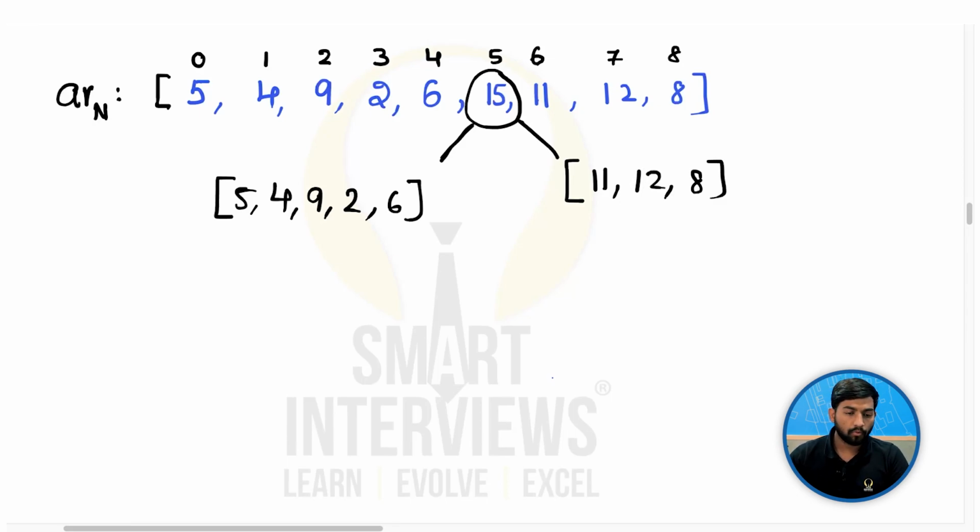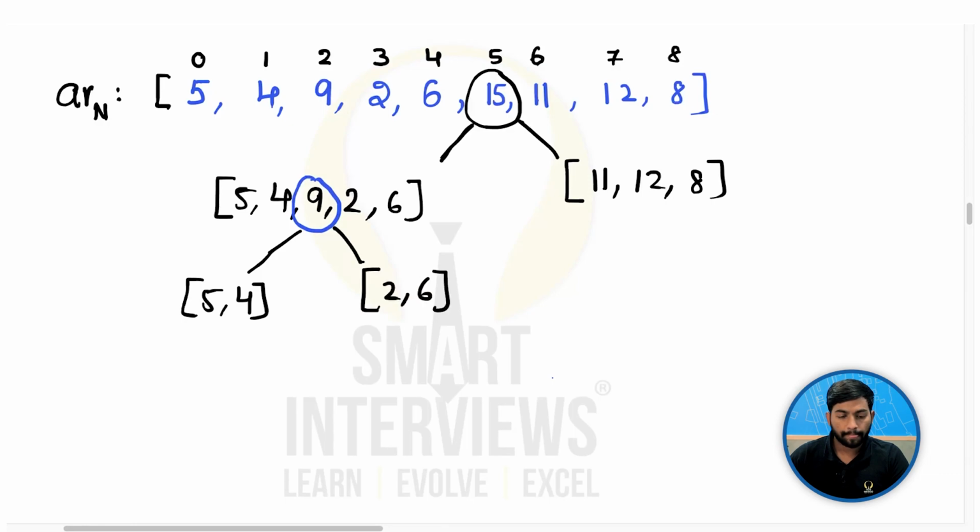Okay. Now again, in the left subtree, from this part of the array, you will select the maximum element again, which is 9. Now this will be the root of the left subtree. And the remaining elements on the left will be on the left subtree of this subtree. Remaining elements will be on the right. Same thing here. 12 is maximum. 11 will be on the left of 12. 8 will be on the right of 12.